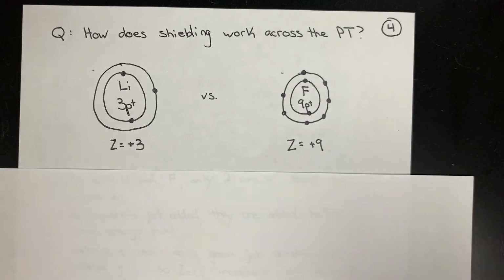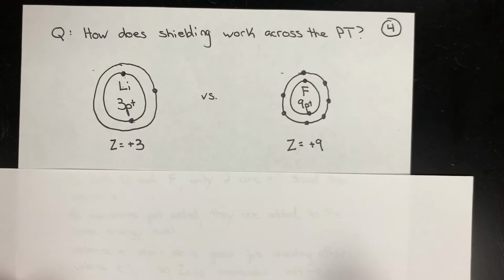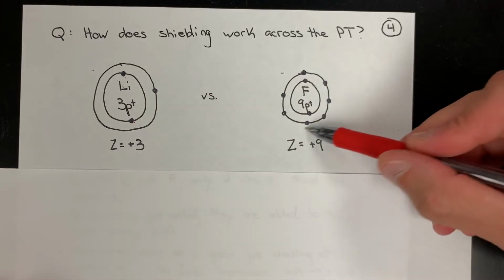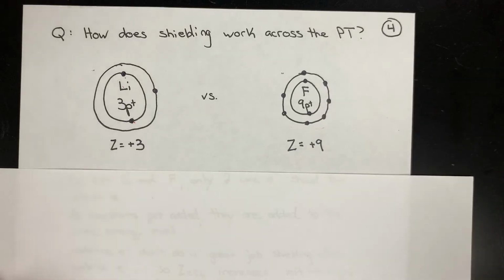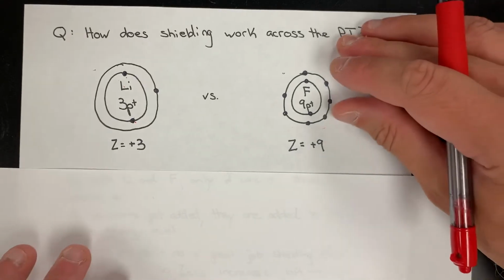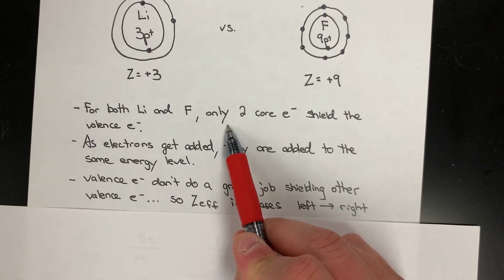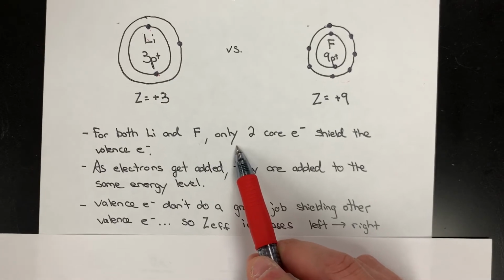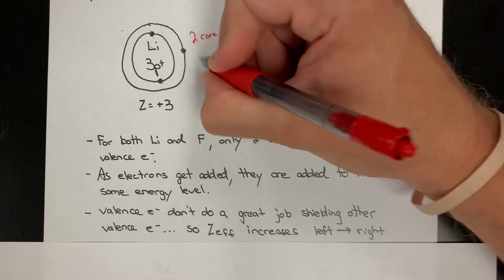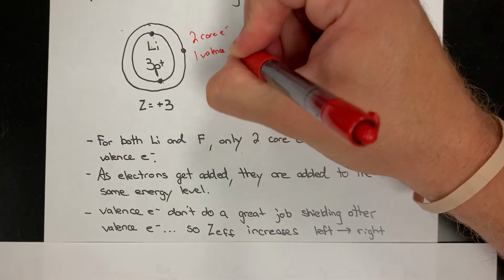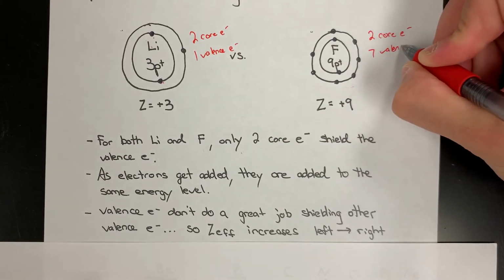Well, investigating lithium, I find that I have one valence electron, and I have 2 core electrons. For fluorine, I have 7 valence electrons in that energy level, and I still just have 2 core electrons. So for both lithium and fluorine, only 2 core electrons have the ability to shield that outer valence shell, the outer energy level. So in record keeping, lithium has 2 core electrons and 1 valence electron. Over here for fluorine, I have my 2 core electrons and 7 valence electrons.